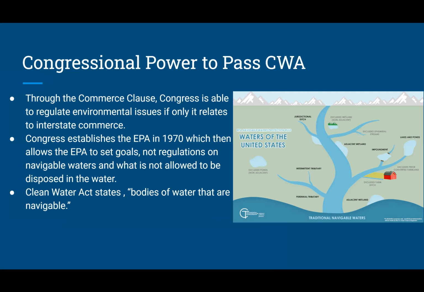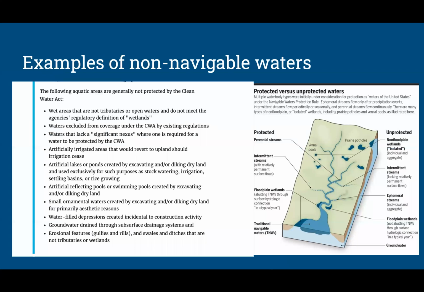And on the following slide, we're going to see examples of non-navigable waters. This list comes from the US EPA website. And it overall states the list covers certain artificial irrigated areas that are not covered as navigable waters, as well as horticulture and roadside ditches and artificial lakes and or ponds. And on the other picture, you could see what is considered unprotected and protected navigable waters.